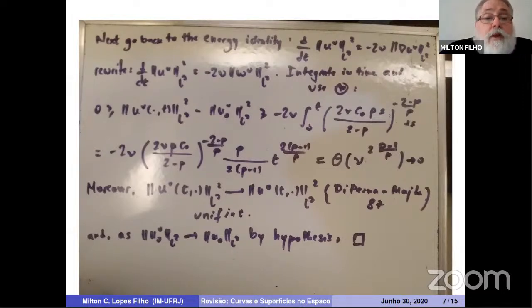And you have a hypothesis that u0 nu in L2 converges to u0 in L2. Therefore, passing to the limit when nu goes to 0 using this estimate, you end up showing that the L2 norm of the solution of the Euler equation is conserved. This is the theorem, the whole story of the theorem.